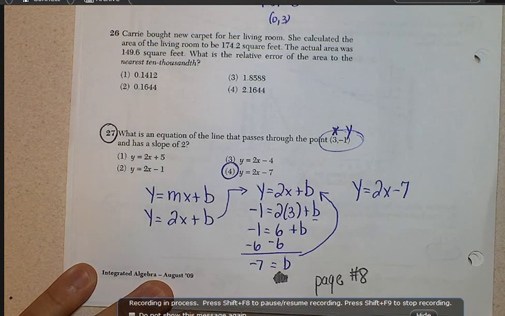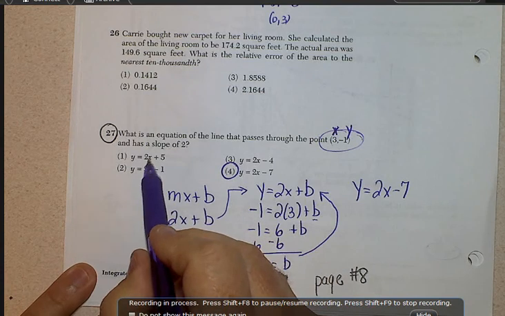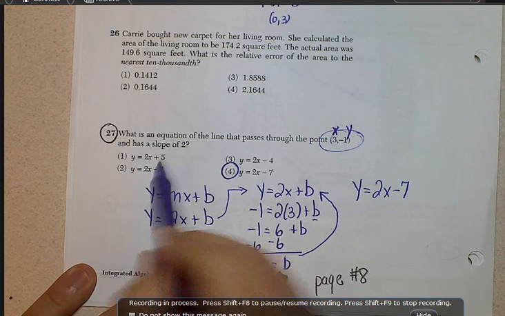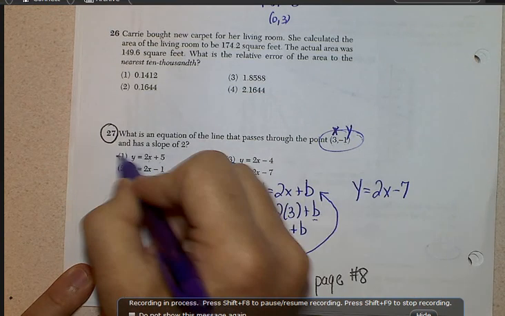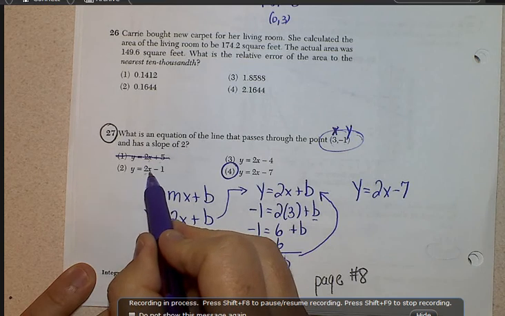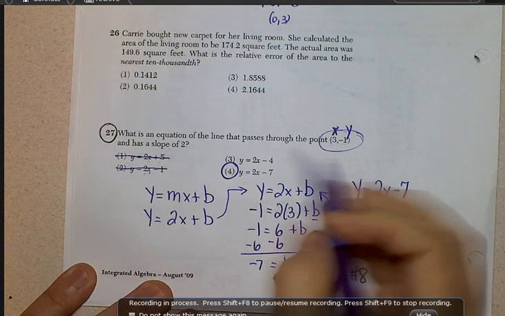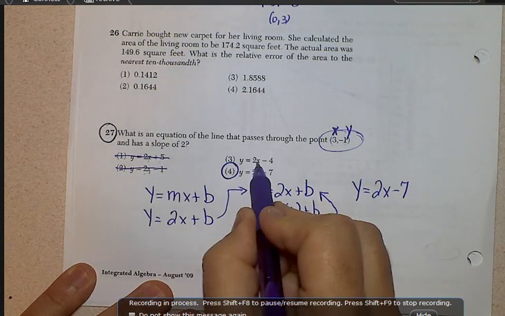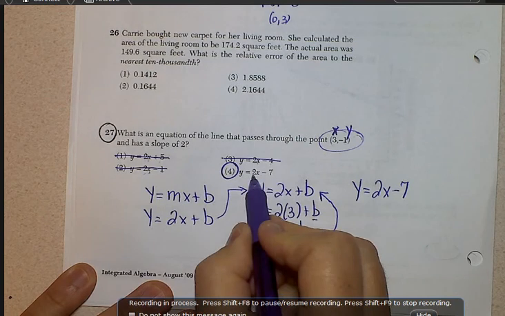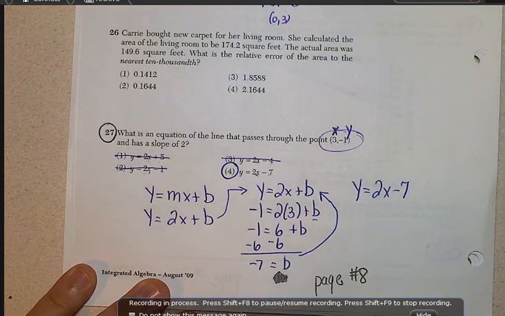The other way you can do it is you can just take this point and plug it in and see which one makes sense. If I plug 3 in, I get 2 times 3 is 6, plus 5, that's a positive 11, not a negative 1. Throw it out. If I plug 3 in here, I get 2 times 3 is 6, minus 1 is 5, not a negative 1. I plug the 3 in here, I get 2 times 3 is 6, minus 4 is 2, not a negative 1. I plug the 3 in here, I get 2 times 3 is 6, 6 minus 7 is a negative 1, and that's the other way you can get the answer.